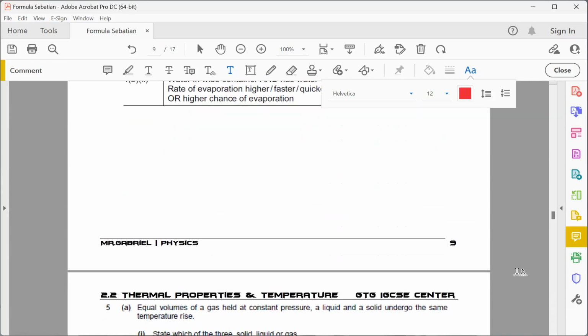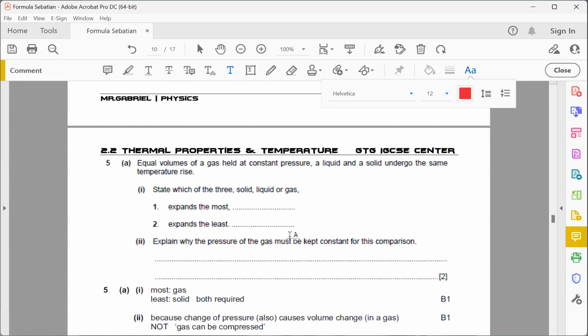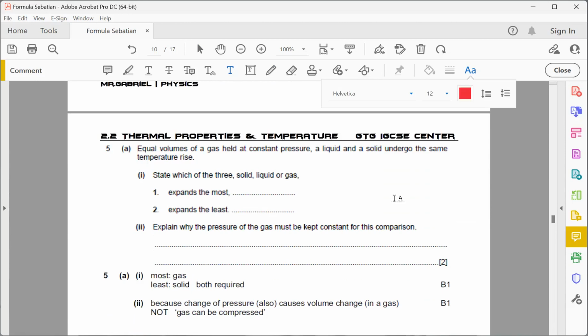Then the next question: expands the most, obviously, is going to be gas. Expands the least, obviously, is going to be solid. What was the reason again? Why do gases expand the most and solids expand the least? I think you learned this in chemistry also, right? Yes, it's because of the stronger forces of attraction between the solid particles and the weaker forces of attraction between the gas molecules. Very important. I better make sure you know this.